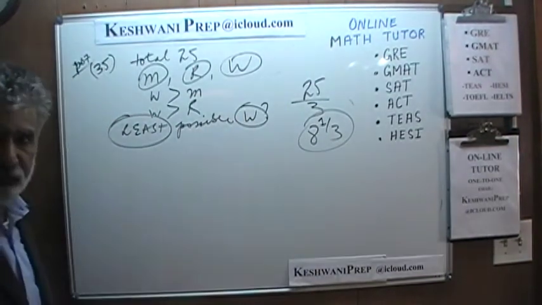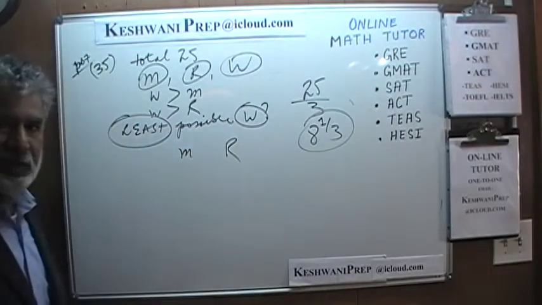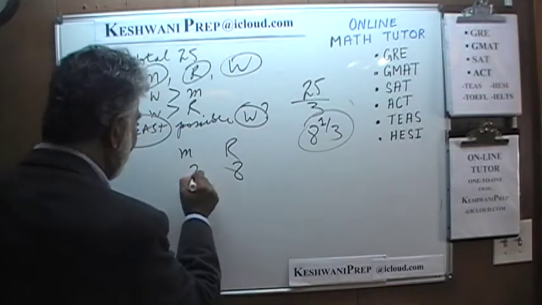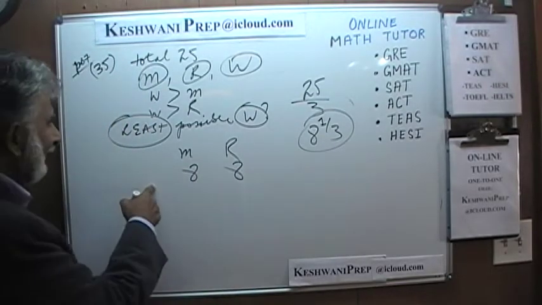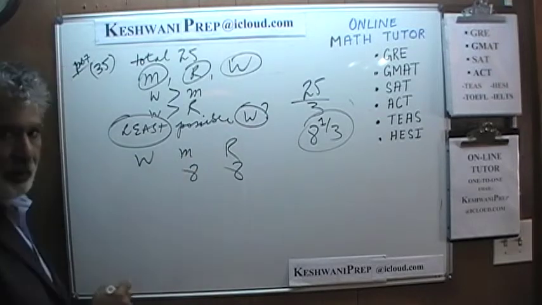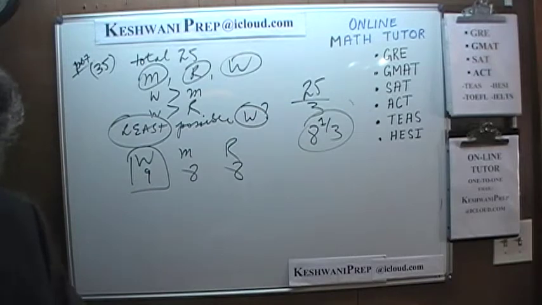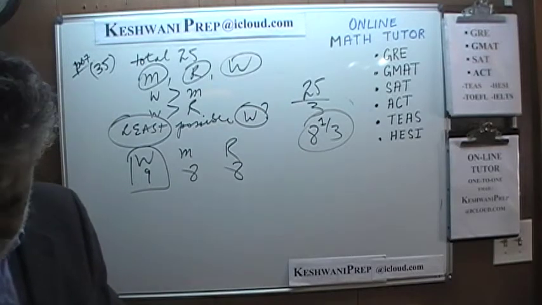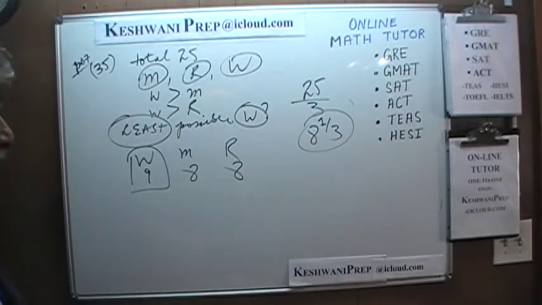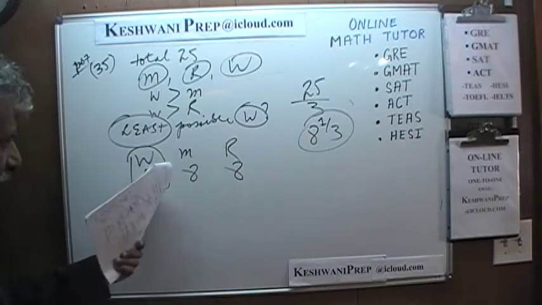If we want to buy the least of W, we want to make M and R as high as possible. The highest M and R can be is 8 and 8. And that will make W the least and still be more than M and still be more than R. W would have to be 9, because we have made the other two numbers as high as possible. As you can see, the highest they can go is 8. And that will make W the least amount possible and still be more than M and R.